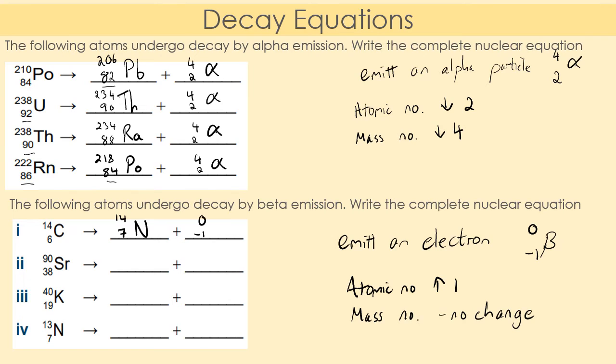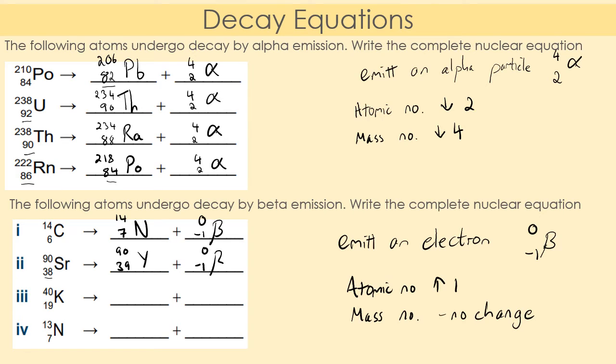My next one, I've got strontium, an atomic number of 38, increases by 1 to 39. My mass number stays the same, and I have the atom yttrium.